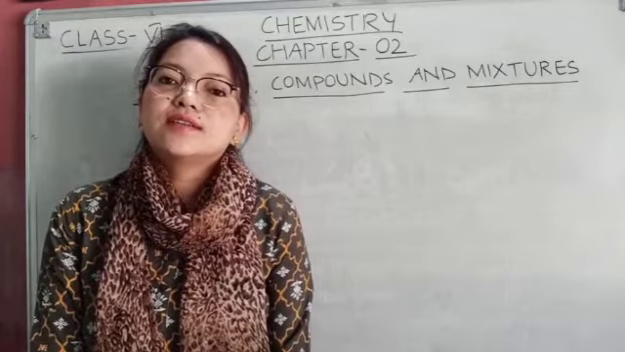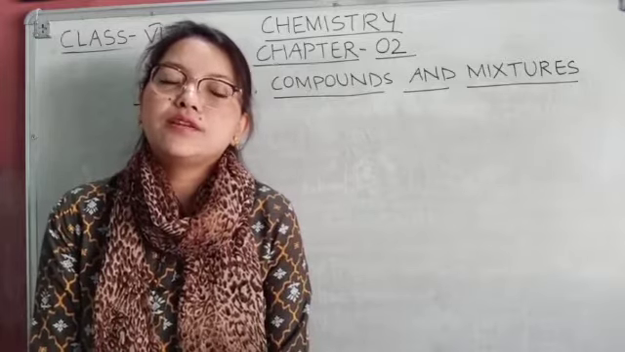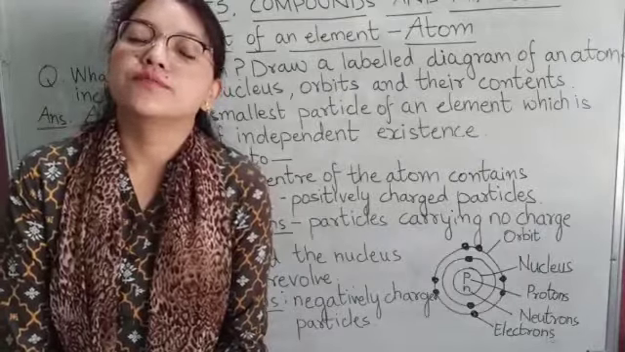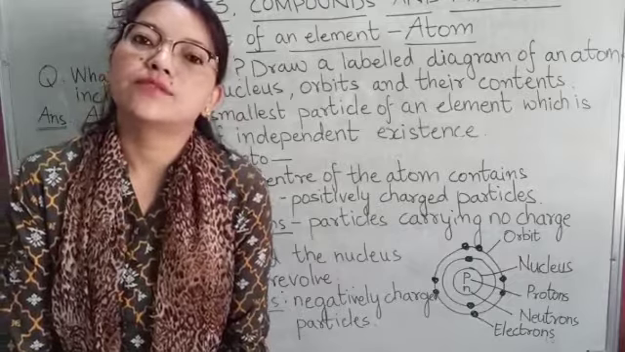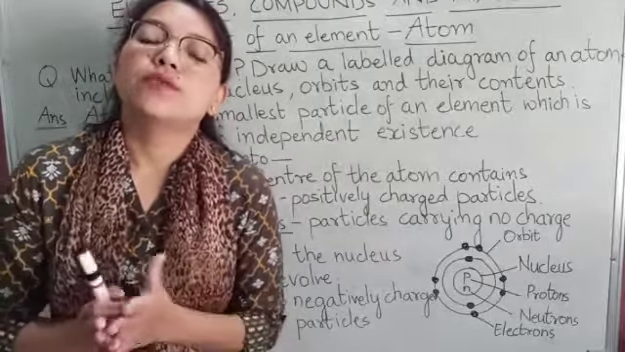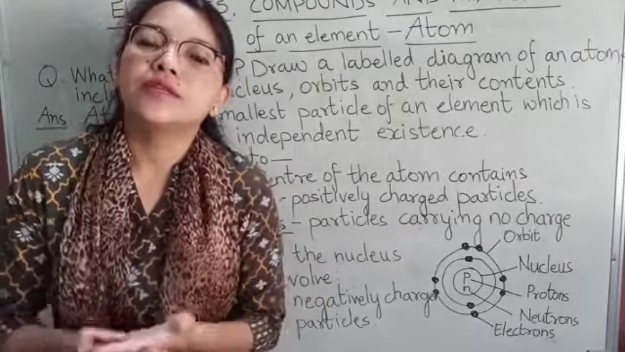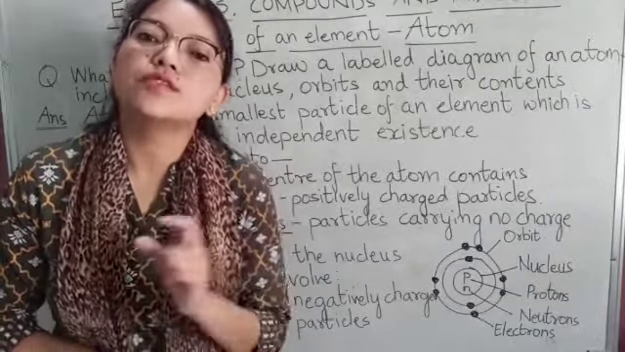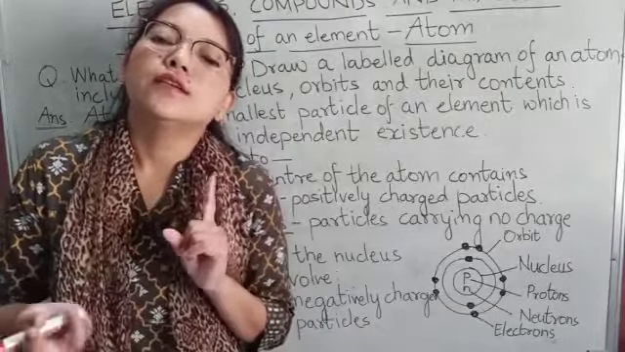Now students, let's continue chapter number 2, elements, compounds and mixtures. Earlier in the chapter I told you about what are pure and impure substances and what are elements. Today you are going to learn about the atomic structure, the structure of an atom and its subatomic particles, and also the symbols of elements, metals, non-metals, metalloids and noble gases.